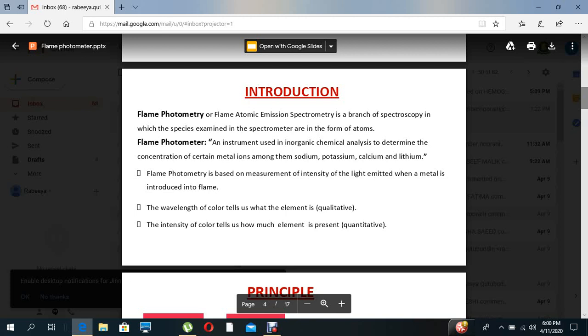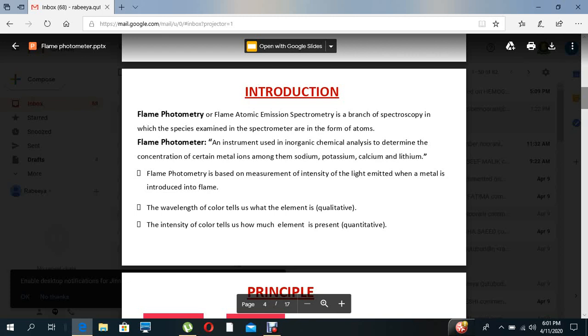Some of the gaseous metallic atoms absorb the heat energy from the flame and get excited. These atoms go to a higher energy state and then return to the ground state by emitting radiation. If we know the amount of radiation emitted and the wavelength of the emitted radiation, we can then have qualitative and quantitative analysis.